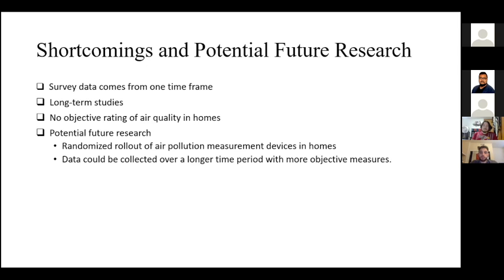So for potential future research, we'd do a randomized rollout of air pollution measurement devices across homes in Nepal. And this data could be collected over a longer period of time and be more objective than the data that we have.